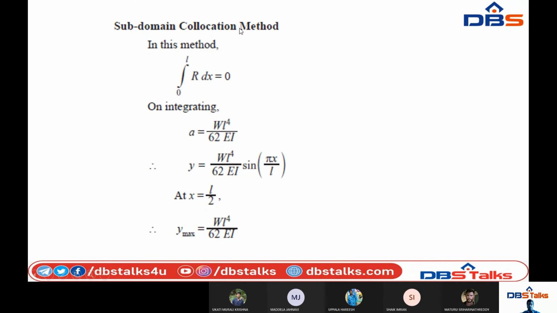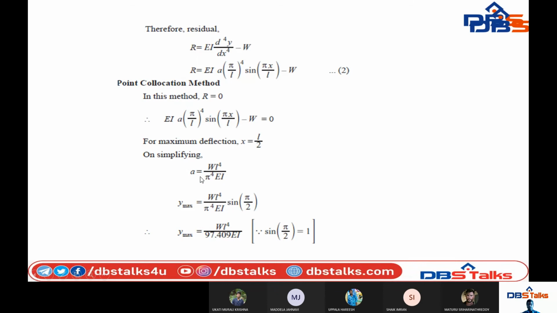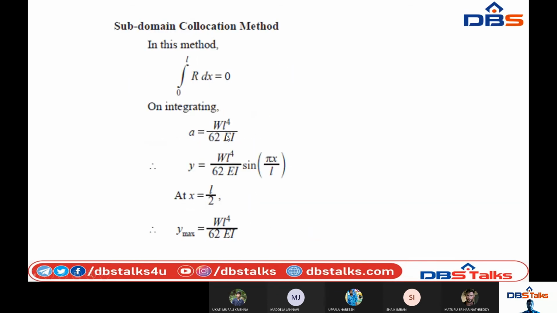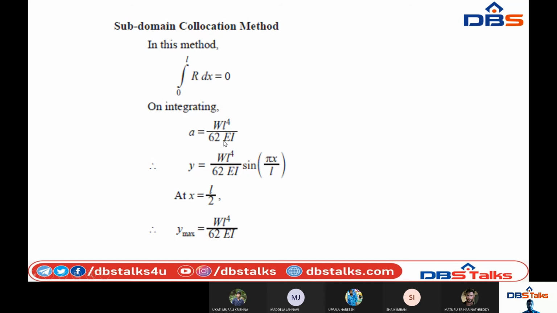After that, the subdomain collocation method. In the subdomain collocation method also, the domain is divided into a number of subdomains. Based on that, the residual is also set to 0 in this method. For that, I'm taking the limits, integral 0 to 1 of the residual dx equal to 0. Integrating that, the value will be WL power 4 by 62 EI. Integrating the value of A, you get WL power 4 by 62 EI sin pi x by L.